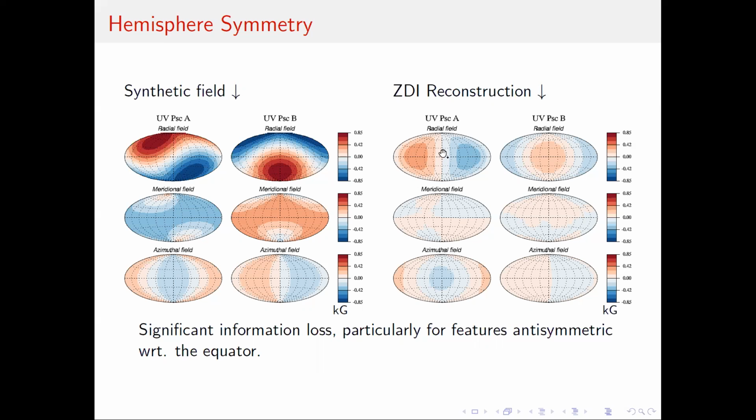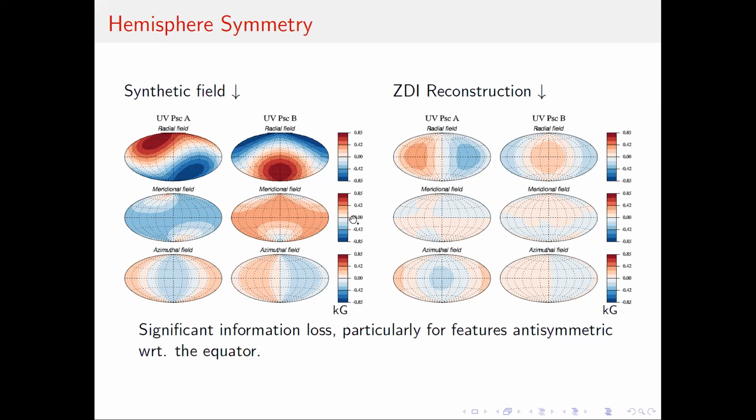And this shows that there is a significant information loss when we're looking at high inclination targets. And we basically don't see any features that are antisymmetric at all, that is, with respect to the equator. And this is a bit of a problem, especially when we're looking at these high inclination targets, such as eclipsing binaries. And in the coming years, when we're looking at, for example, transiting exoplanet hosts, which will also have a high inclination. To study these magnetic fields accurately, this sort of issue poses a bit of a problem.